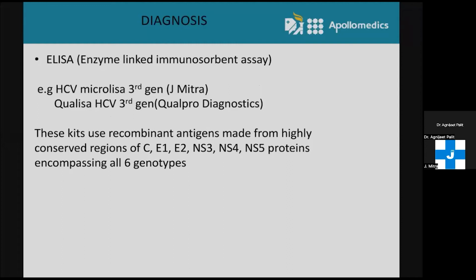Coming to ELISA, which is widely used. Nowadays, we are using the HCV third generation ELISA like HCV MicroELISA or QualELISA HCV third generation, where in third generation, we are also using the NS5 proteins for making the recombinant antigens. In the earlier generations, NS5 proteins were not used. So use of C, E1, NS3, NS4, NS5 proteins makes it more suitable for detection of all the 6 genotypes.